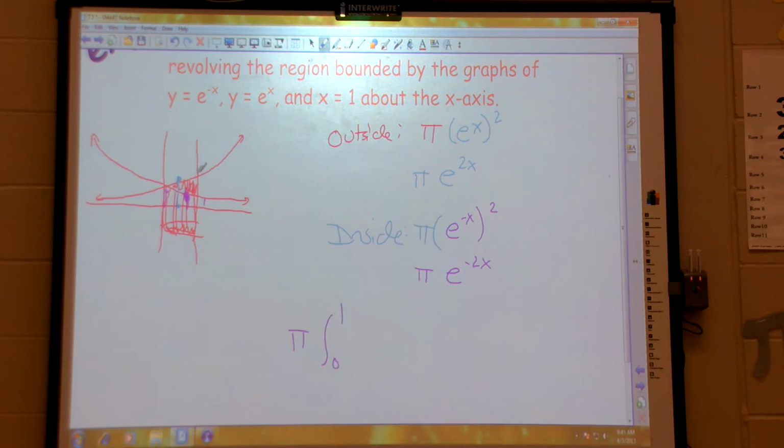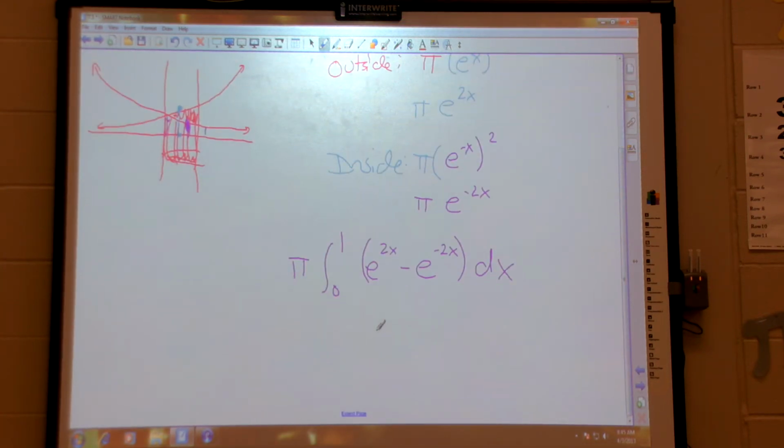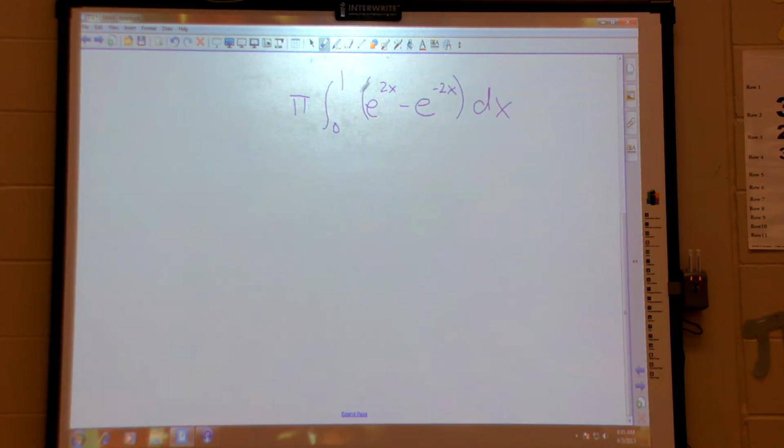It should be pretty easy because they flat out tell me my stopping spot is 1. Okay, so I'm going to have e to the 2x minus e to the negative 2x dx. Now both of these require different substitutions, correct? Yeah. But we should be able to figure out that antiderivative by now.